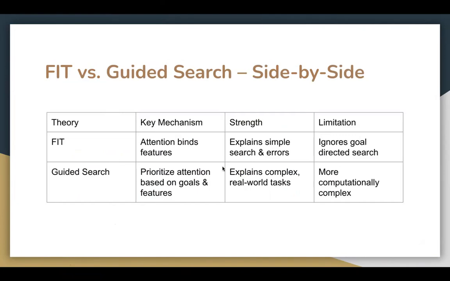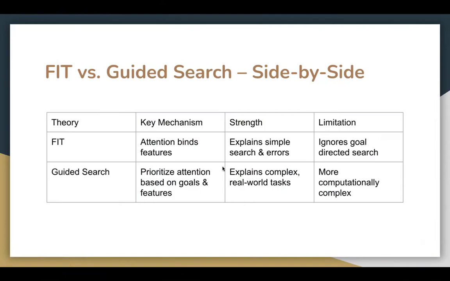Okay, perfect. Now to do a side-by-side comparison of feature integration theory and guided search theory, we're going to look at the table. FIT proposes that attention is what binds visual features into objects, and it works well for explaining quick pop-out searches and why we sometimes make binding errors, but it doesn't account for our intentions. It treats attention as if it's purely driven by stimulus. That's where guided search theory adds value.